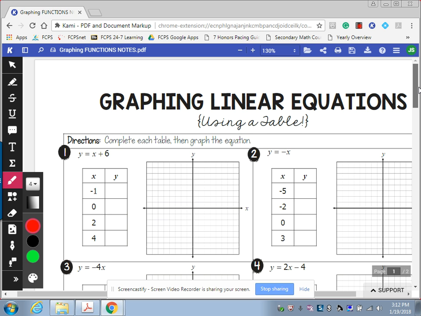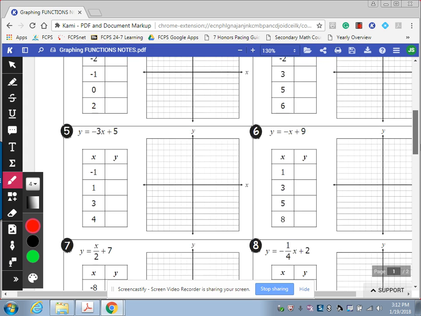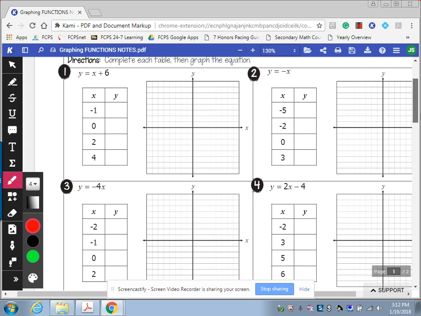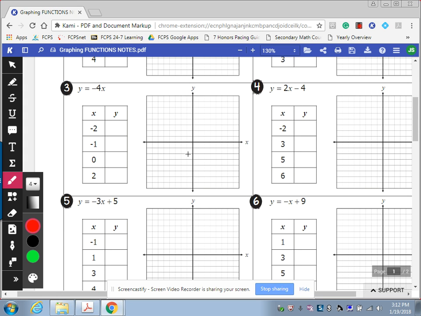You all remember you're only doing the even problems tonight for homework, so that's 2 through 16 even. Now let's go ahead and dive into an example. Okay, so I'm going to start at number 3. Okay, do number 3 as an example.